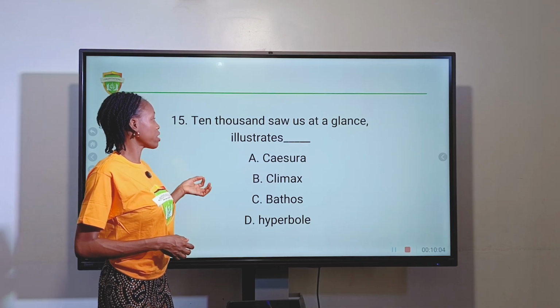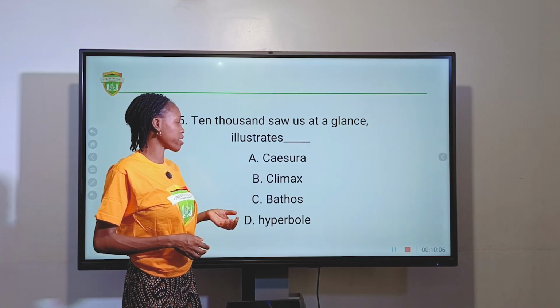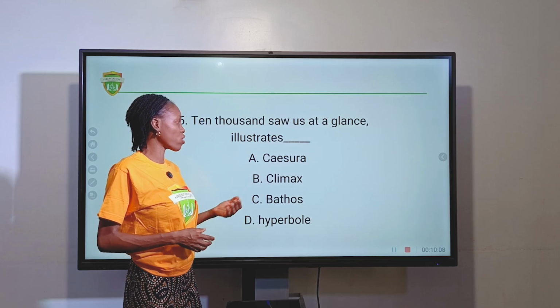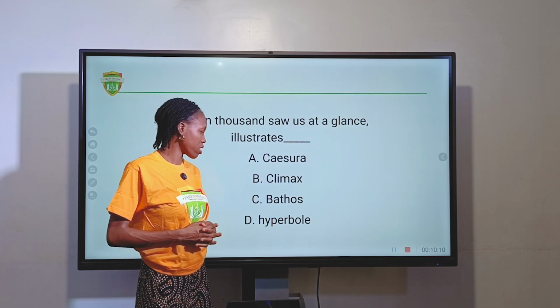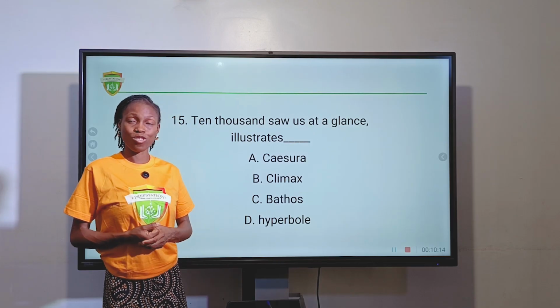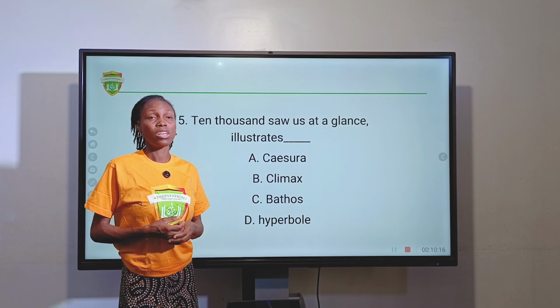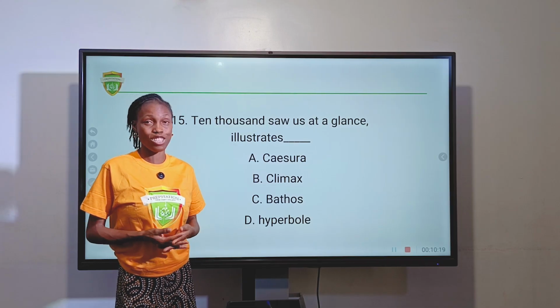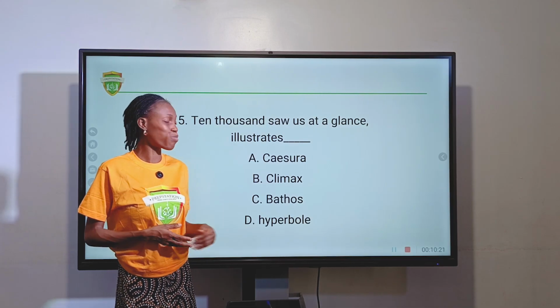Number 15, 10,000 saws at a glance illustrates dash. A, Coursera, B, climax, C, bathos, D, hyperbole. The answer to this question is hyperbole. 10,000 saws at a glance. That's exaggeration.